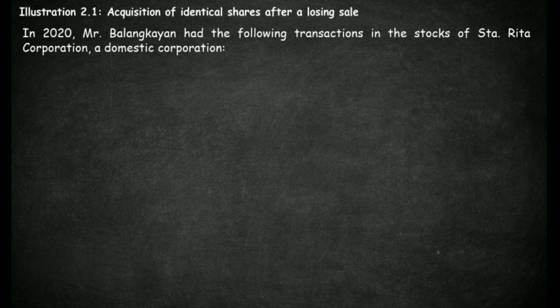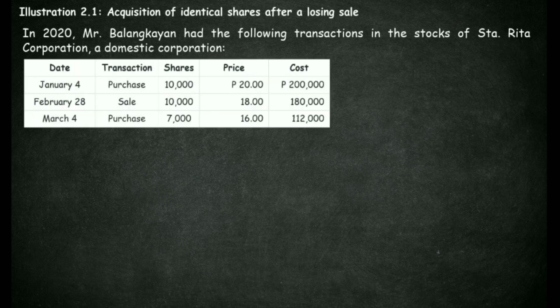Another illustration, in 2020, Mr. Balangkayan had the following transactions in the stocks of Santa Rita Corporation, a domestic corporation. So here's now the details regarding the stocks owned by Mr. Balangkayan. There was a purchase made on January 4, 10,000 shares at 20 pesos per share. So the total cost for that is 200,000 pesos. There was a sale made on February 28. 10,000 shares were sold at 18 pesos per share. So the total selling price for that is 180,000 pesos. And then lastly, there was a purchase made on March 4. 7,000 shares at 16 pesos per share for the total cost of 112,000 pesos.